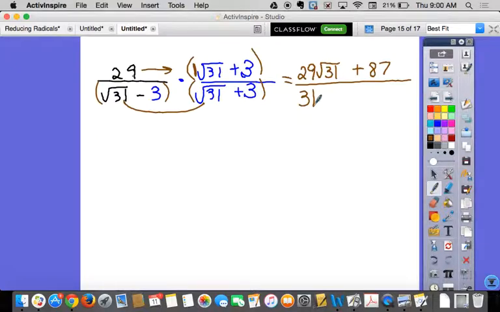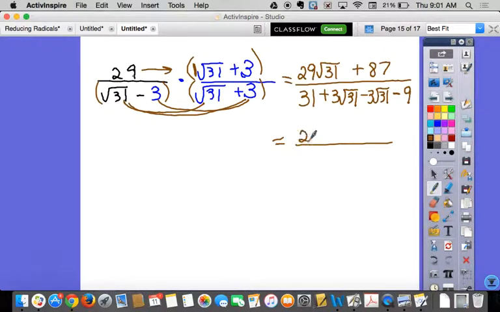And then if you go through and actually multiply 3 square root of 31, then you're going to have a negative 3 square root of 31. And then when you do the last two, you'll have negative 9. Okay, in the top, just copy it down. That's all you can do with the top, just copy. You've got to put your stuff together. Then notice, this is going to happen again. Then you can put your terms together. 31 minus 9 is 22.